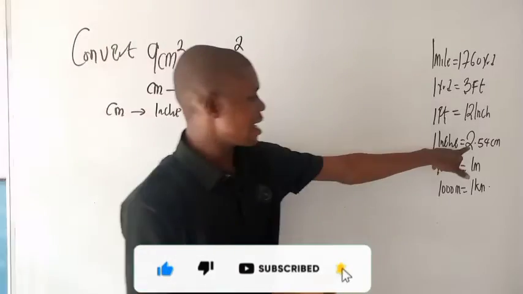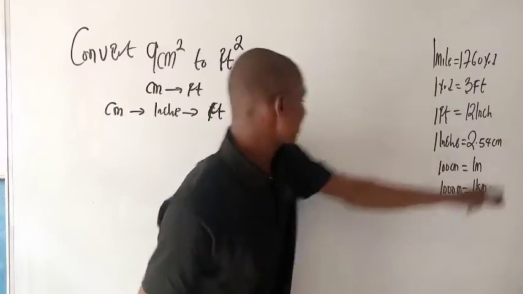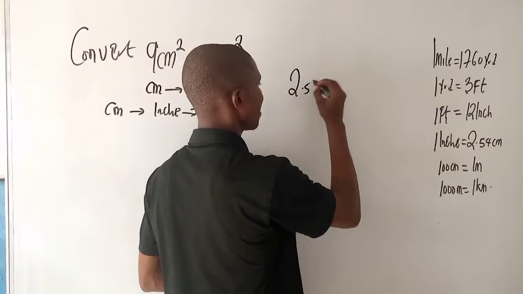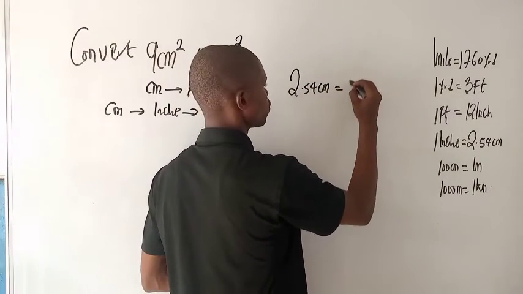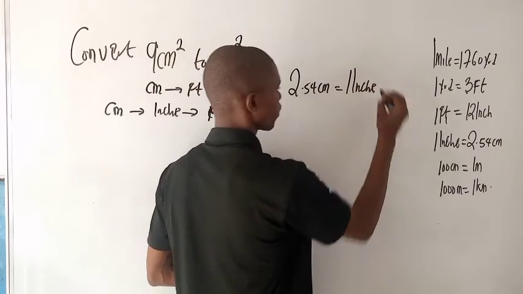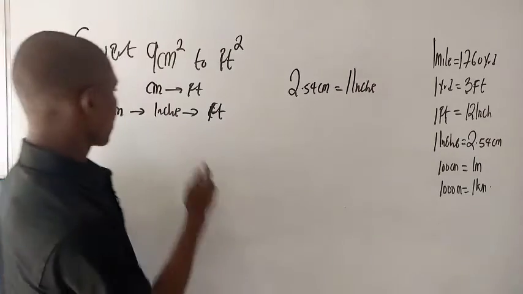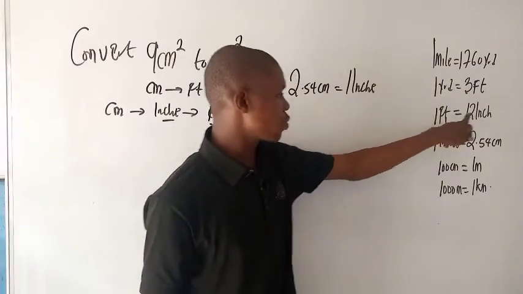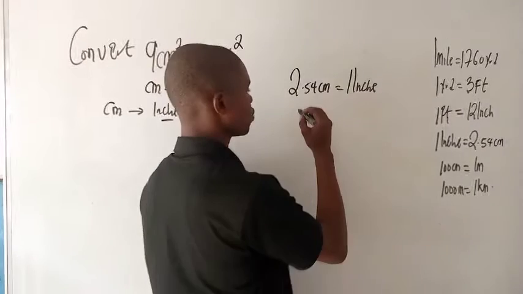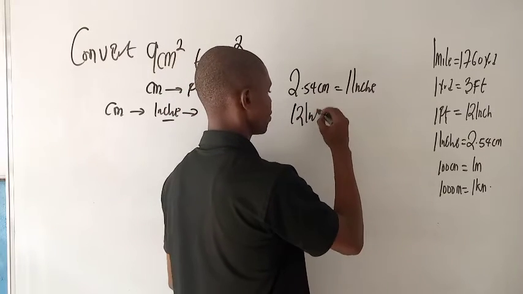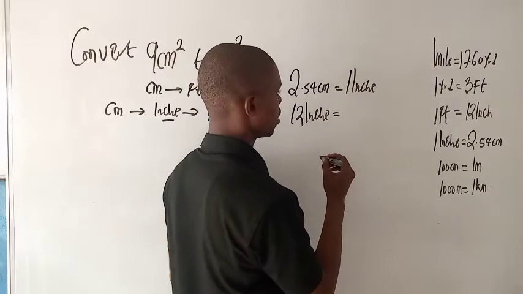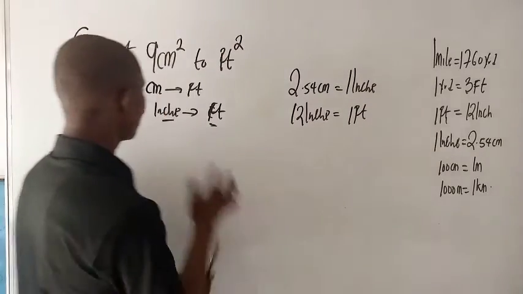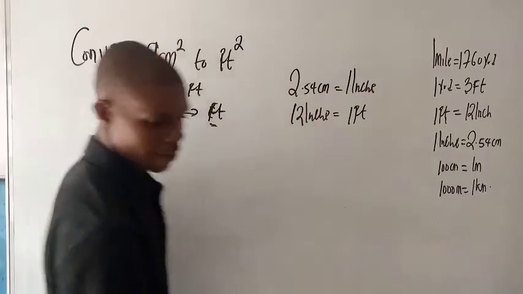From this table we have 2.54 centimeter equals 1 inch. So I'm going to write that: 2.54 centimeter equals 1 inch. Then the relation between inch and feet: 12 inch equals 1 feet. So that is the relationship, and this is what I'm going to use here.